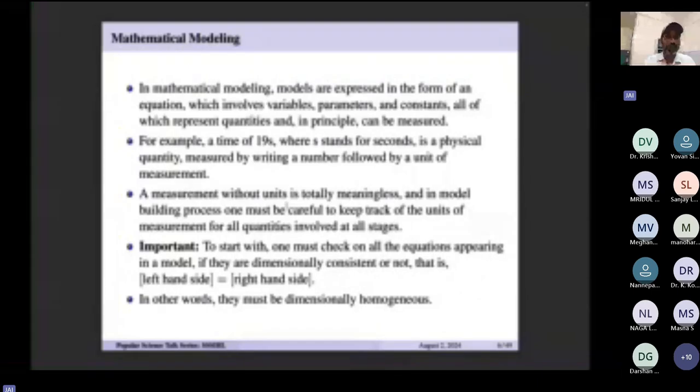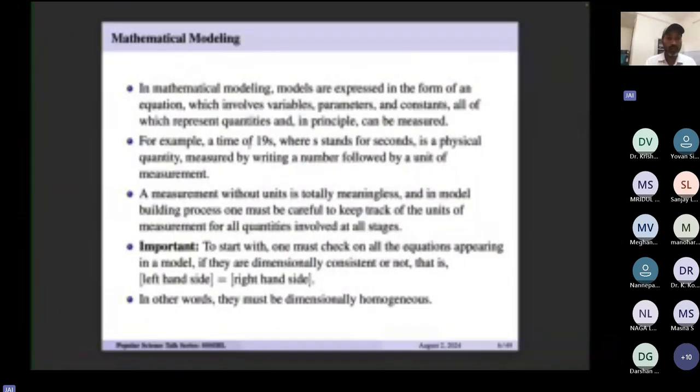How do you associate mathematical modeling with this dimension? When you model any problem or any biological system, you have different kinds of variables, parameters, and constants involved in that model. Those variables, constants, and parameters must be measured in terms of different units. For the time, if you use 19 seconds, then second is a physical quantity, and this 19 is followed by this second, so it has a proper meaning. If you do not use any unit here, then 19 has no meaning. What are you talking about with 19? So 19 seconds has a proper meaning.